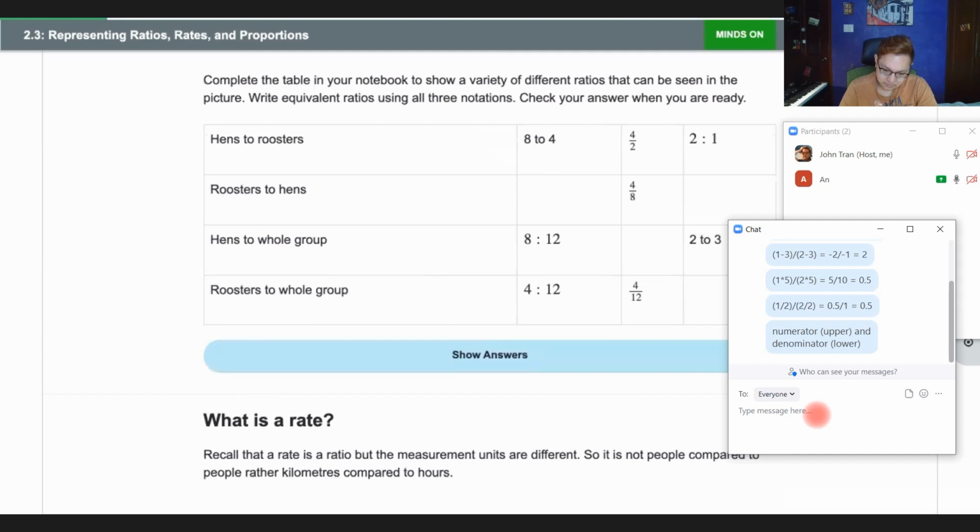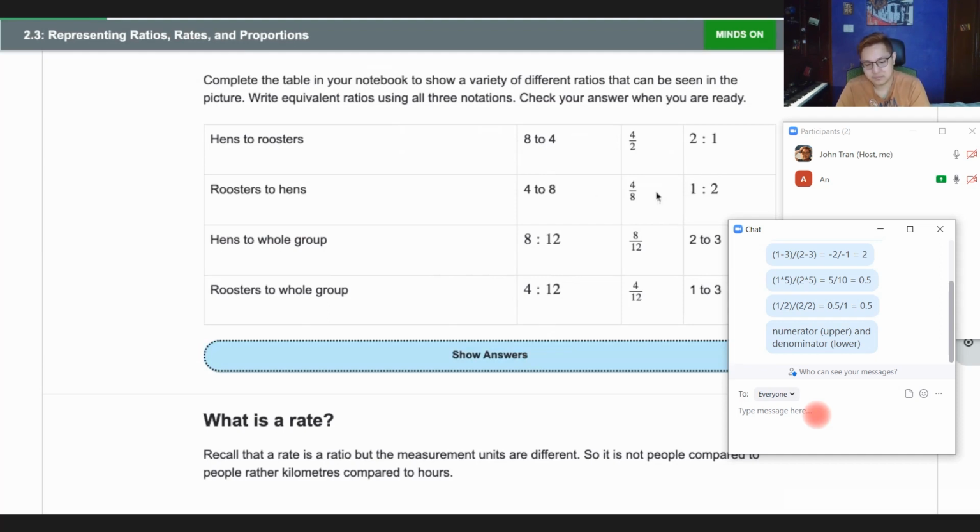Rooster to hen is 4 to 8. When you write it in the lowest terms, it is 1 to 2. Hen to the whole group is 8 to 12, and in the lowest terms it is 2 to 3, which is 0.67, something like that. So you see, if you do addition, it results in something else.